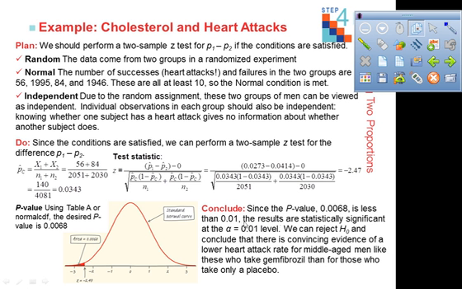Since our p-value is less than alpha, the results are statistically significant. We can reject the H0 and conclude there is convincing evidence of a lower heart attack rate for middle-aged men like these who take this Gimbervazole than those who take only a placebo. So we can conclude that our drug is actually lowering heart attacks for middle-aged men like the ones in our study.